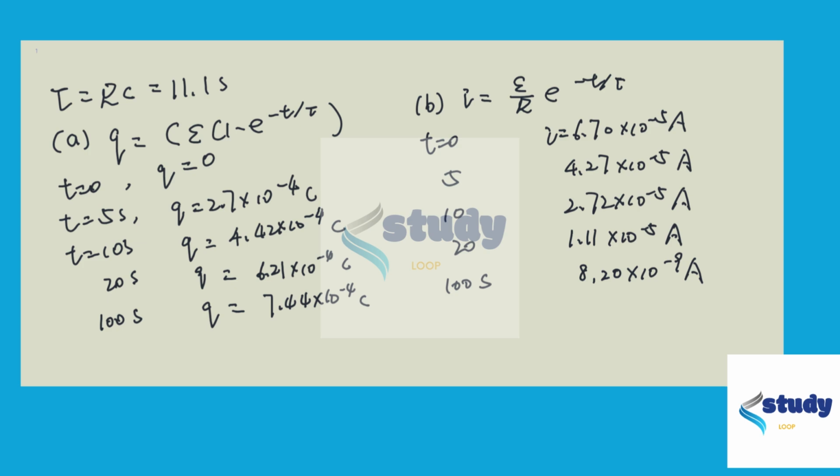So with the help of all these values, we can plot the figure for question C. The charge is going to increase through time, so it's going to be something like this. And the current is going to decrease through time, and it's going to be something like this. This is time, this is current, this is time, this is charge. And you can plot it precisely with the help of all the values you calculated.